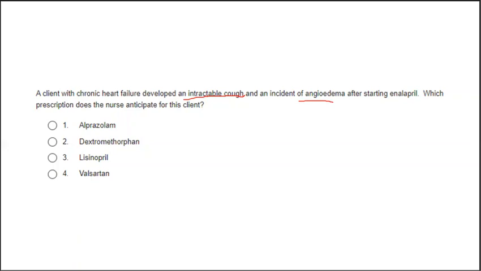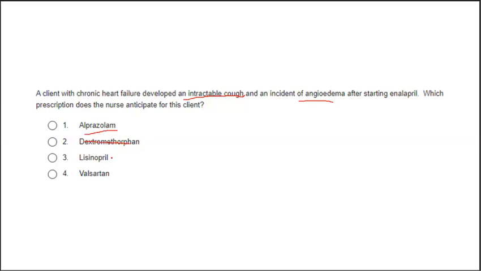So again, we'll just rush through them. Alprazolam would be an anxiolytic. We don't use this to treat heart failure. Your dextromethorphan is actually a cough suppressant. Again, a cough that is caused by an ACE inhibitor will not be improved by giving a cough suppressant, because it's the ACE inhibitor that is causing the cough. So this would not help this patient.